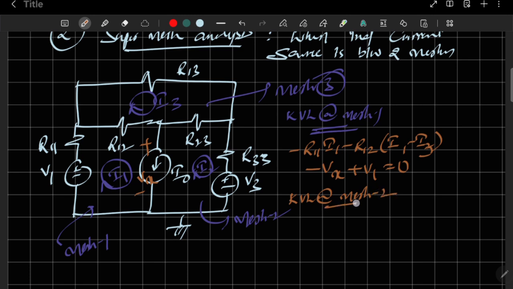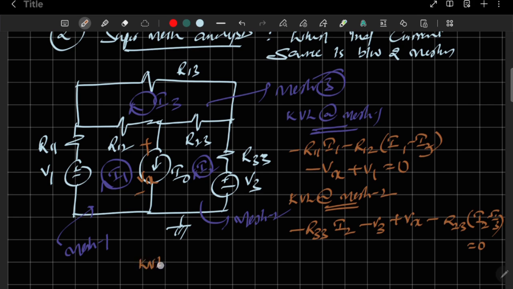Now you apply KVL for mesh 2. Apply the same procedure. So minus R33 into I2, the voltage drop across R33, minus V3, then plus Vx. In the clockwise direction it will be plus Vx. Minus, what about R23? R23 I have written with respect to mesh 2, the current through this one in the clockwise direction is I2 minus I3, equal to 0. I have applied KVLs for mesh 1 and mesh 2.